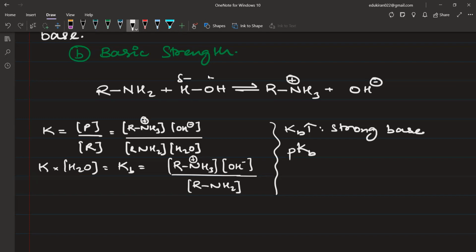If we use pKb, pKb will be what? Minus log of Kb, and from here you know a strong base has lower pKb value.